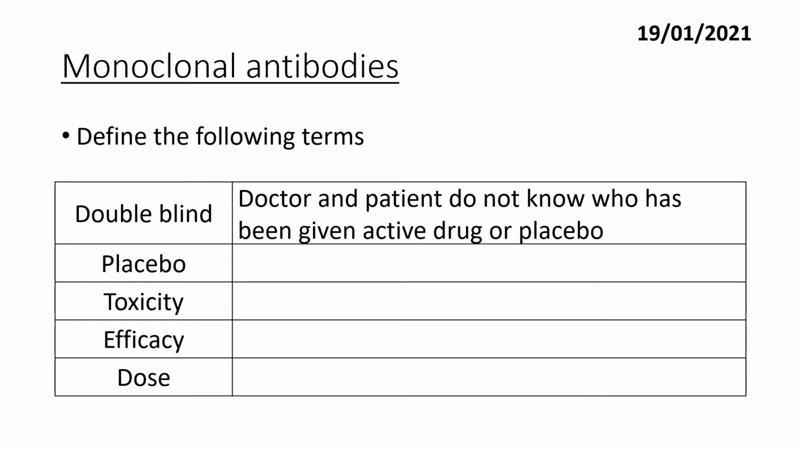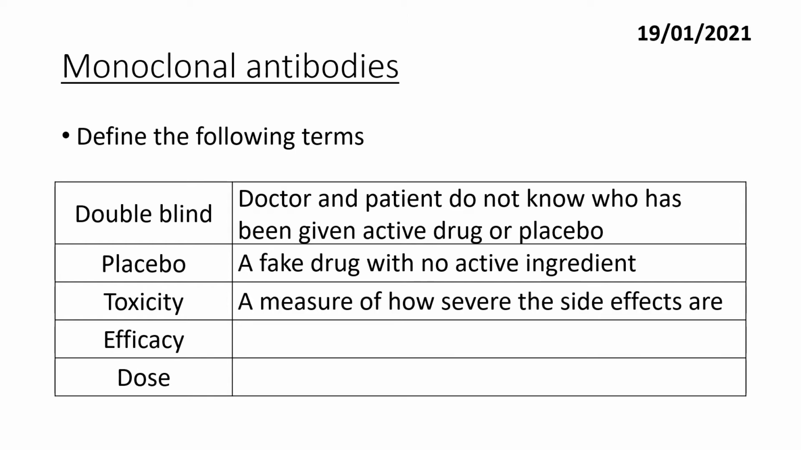So a double blind is where both the doctor and the patient do not know who's been given the active drug and who's been given the placebo in any experiment. Remember, a placebo is a fake drug that looks exactly like the real drug, but it has no active ingredient.